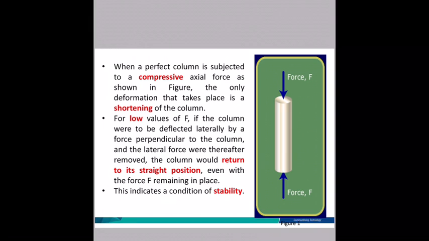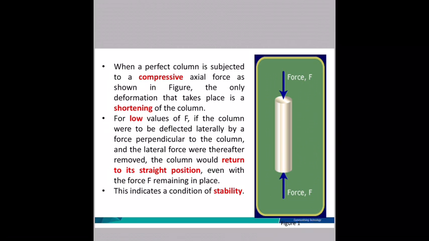When a perfect column is subjected to a compressive axial force as shown in the figure, the only deformation that takes place is a shortening of the column. For a low value of F, if the column were to be deflected laterally by a force perpendicular to the column, and the lateral force were thereafter removed, the column will return to its straight position even with the force F remaining in place. This indicates a condition of stability.